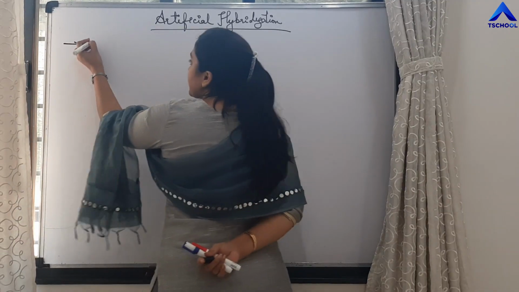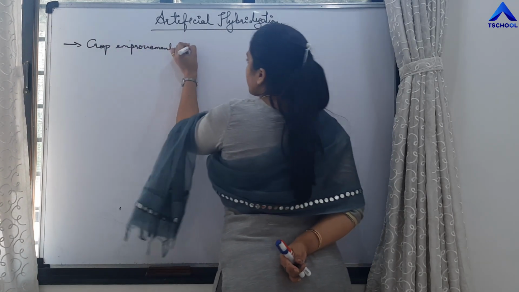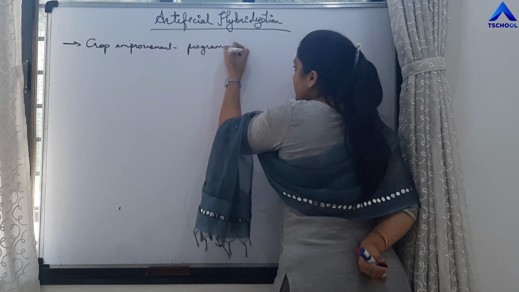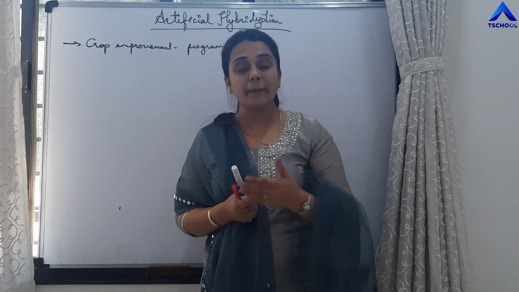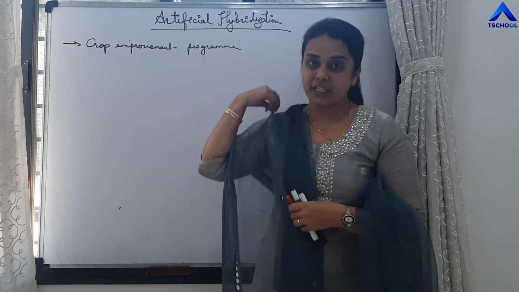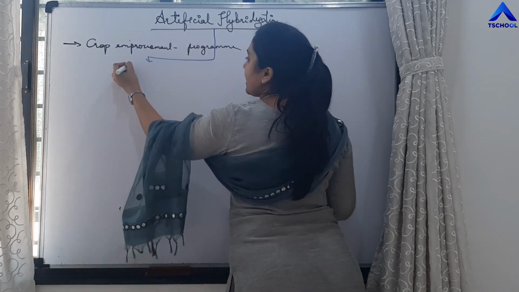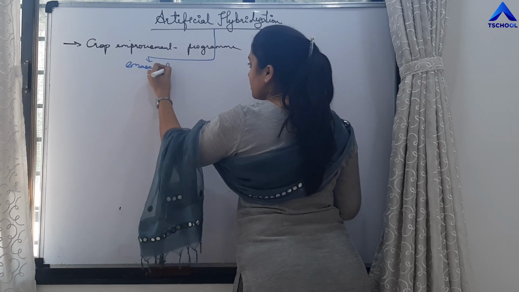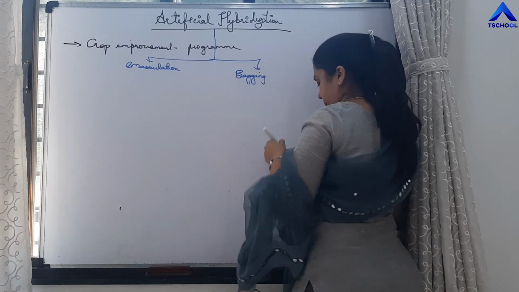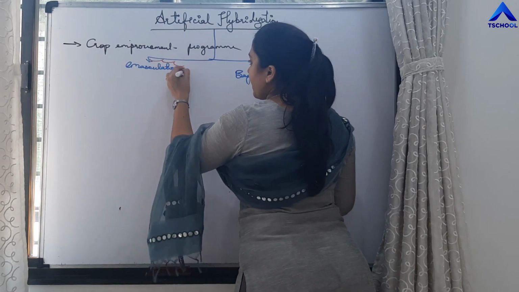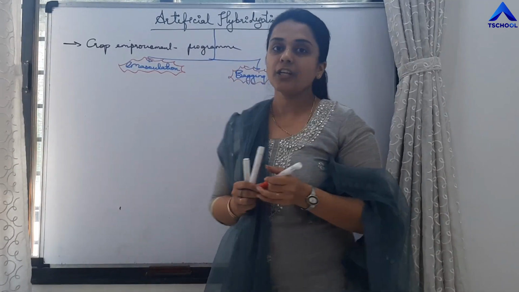Artificial hybridization is a crop improvement program, right? So that you will get a good quality of crops, right? It is a plant breeding program to improve the quality of the crops, right? The two techniques which are involved in this artificial hybridization are emasculation, and the second technique is bagging, right? So emasculation and bagging are the two techniques which are involved in this artificial hybridization program.